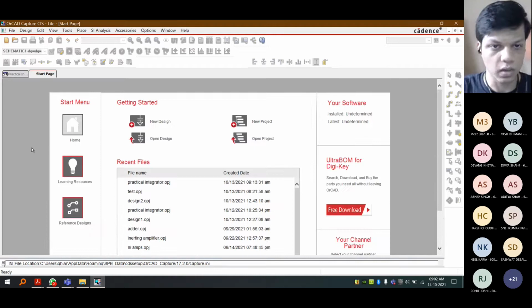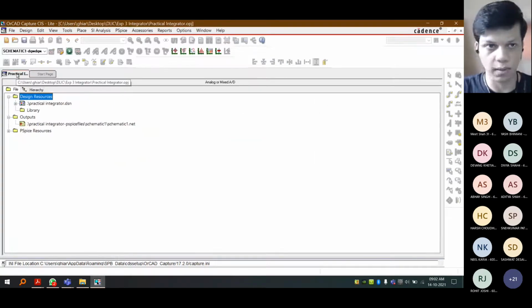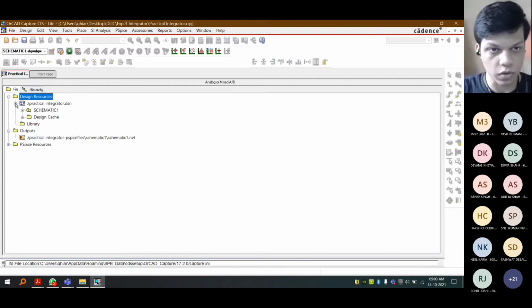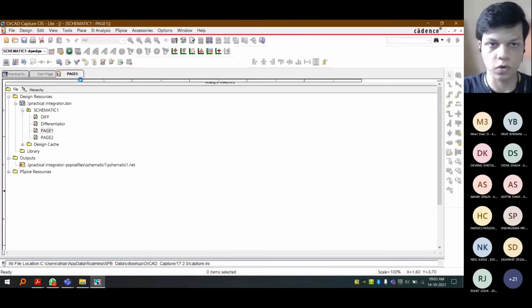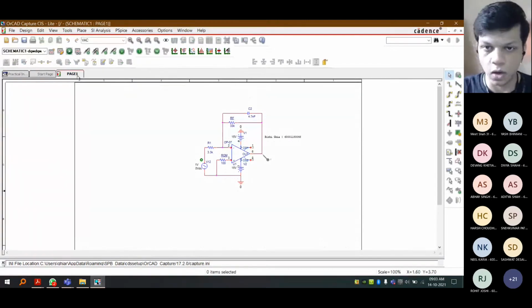Okay, now once we're in, you can go into this tab over here, the practical integrator tab at the top. That's what we named it. And you can just go into this plus symbol, schematic 1, and page number 1. That's what's going to be relevant to us. Okay. So this is our circuit from yesterday.